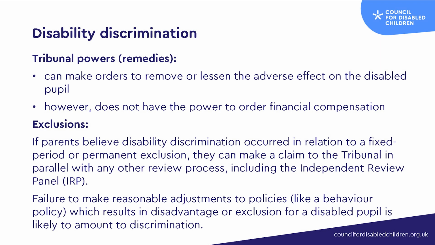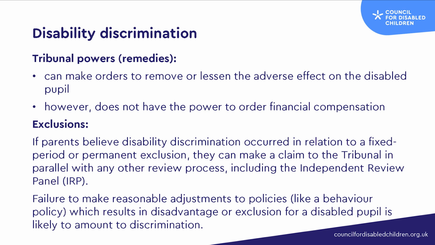When a case of disability discrimination is upheld, the tribunal has specific powers to put things right. The tribunal can order the school to take steps to remove or reduce the adverse effect experienced by the pupil. That could include changing a policy or practice, providing staff training, issuing an apology, or making sure a pupil has access to opportunities they previously missed. However, the tribunal cannot order financial compensation.